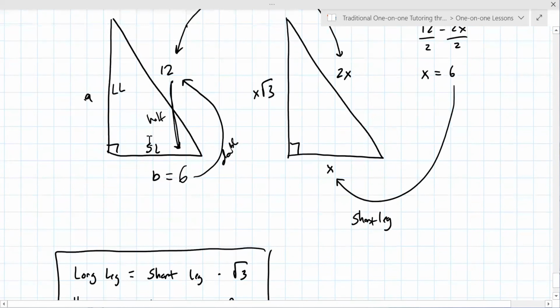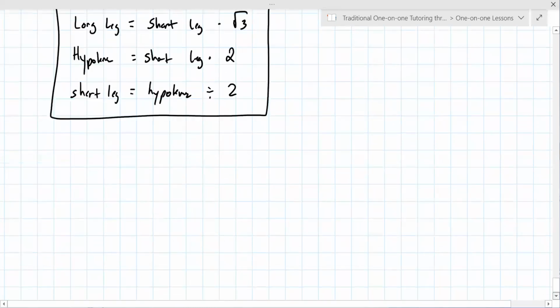Because when you go back and look at this picture, you say, oh, I've got the hypotenuse. To find the short leg, I take half of it. Or if you're given the short leg, you double it to get the hypotenuse. And then the long leg is always the short leg times the square root of 3. Okay, so let's try another problem here.